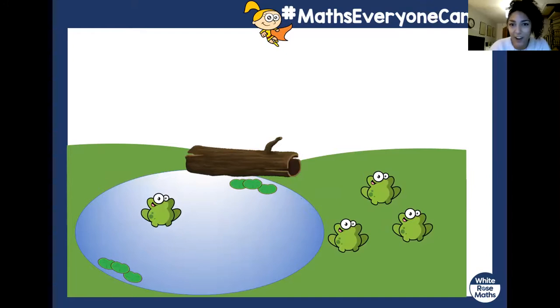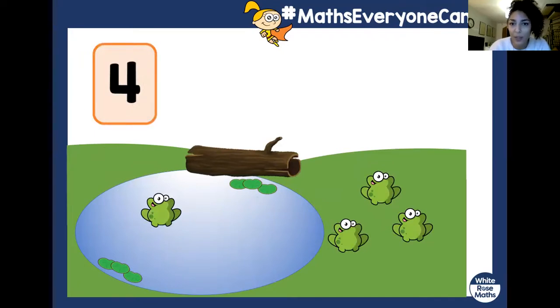And how many frogs on the hill? 3 frogs on the hill. So how many all together? Can you do some careful counting? 1, 2, 3, 4. So there are 4 frogs all together. Well done. So we have 4 frogs.